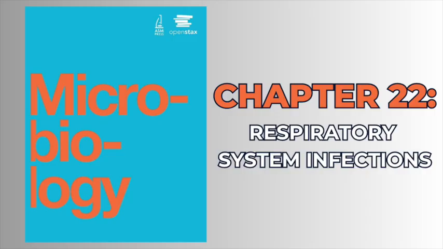Table 22.4. Historical influenza outbreaks. Years, common name, serotype, estimated number of deaths. 1918-1919, Spanish flu, H1N1. 1957-1958, Asian flu, H2N2. 1968-1969, Hong Kong flu, H3N2. 2009-2010, Swine flu, H1N1.